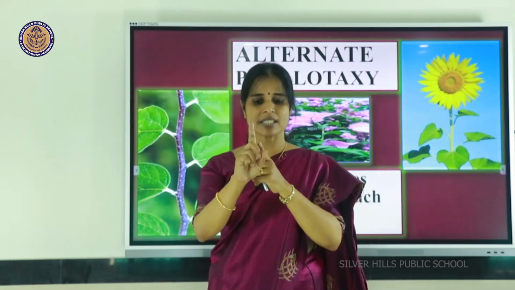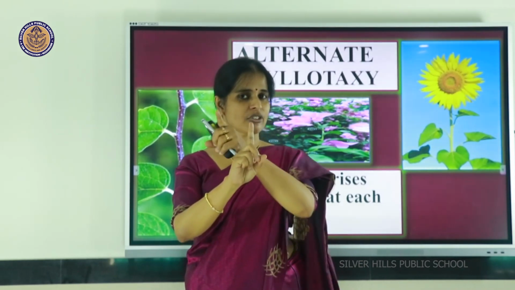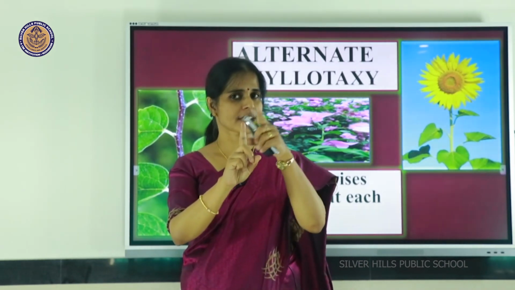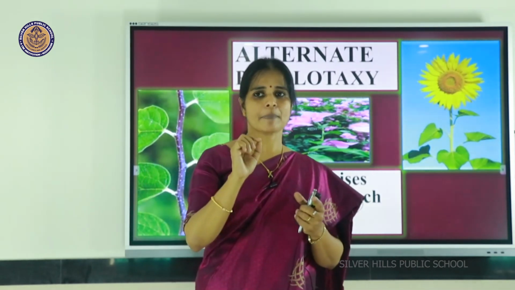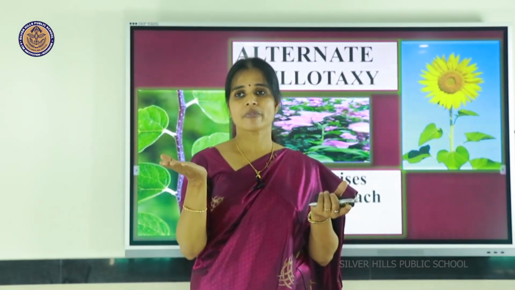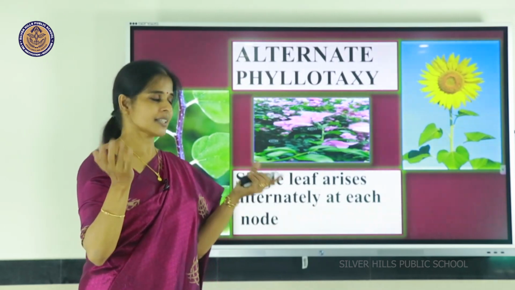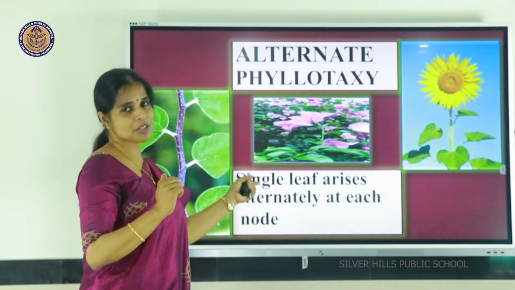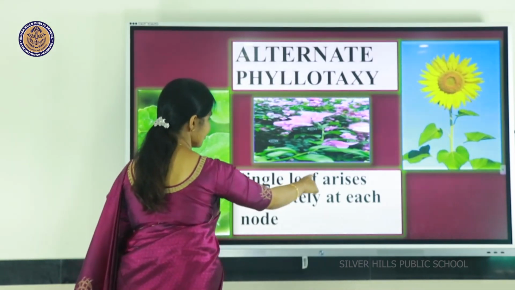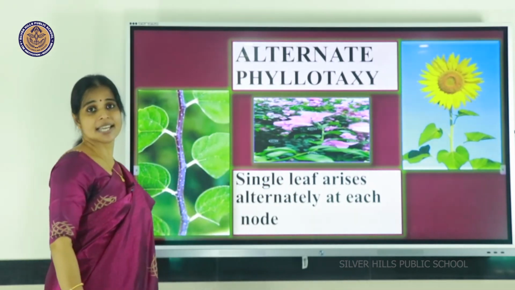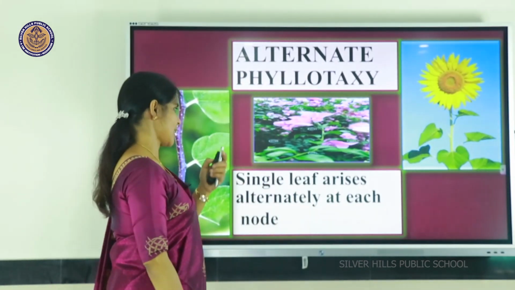So, if a stem is present, first one leaf is coming, moving towards the left side, then the other will be towards the right side, again alternately. Why is such an arrangement done? This helps in getting sunlight in a uniform way. So, this way of arrangement we call the alternate arrangement. In the alternate arrangement, a single leaf arises alternately at each node. So, this arrangement we call alternate phyllotaxy.